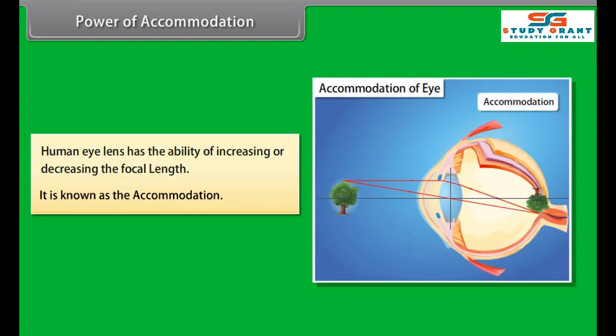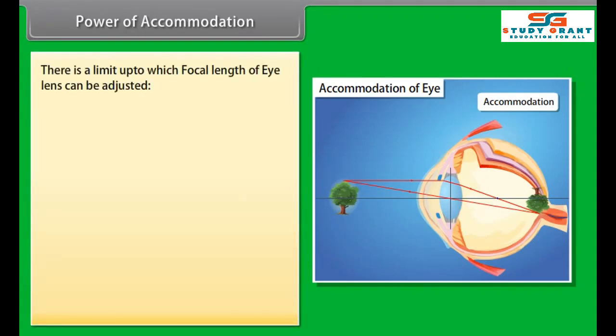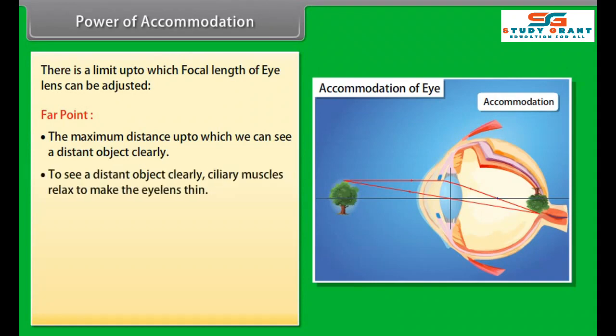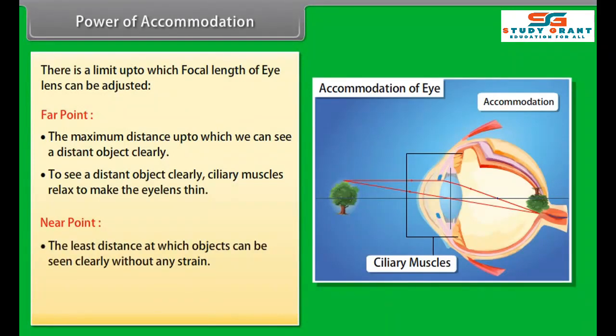Accommodation is achieved with the help of ciliary muscles. There is a limit up to which the focal length of the eye lens can be adjusted. Far point. The maximum distance up to which we can see a distant object clearly. To see a distant object clearly, ciliary muscles relax to make the eye lens thin. Near point. The least distance at which objects can be seen clearly without any strain. To see a nearby object clearly, ciliary muscles contract to make the eye lens thick.